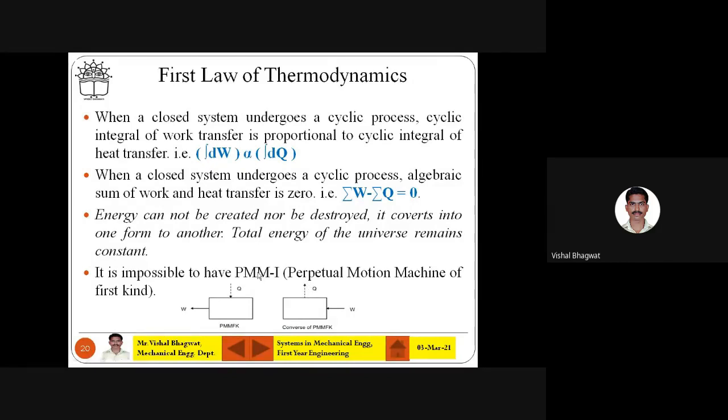But what is PMM? PMM is a machine which will not follow this rule. That means this is the figure of PMM. In case you have this machine and you do not receive any Q, that's why I have shown it dotted. You can mention here Q is equal to 0. So you will not have any heat input Q, but still you are producing some output W. Then it is a representation of PMM1. And what is the first law of thermodynamics? You will have Q in and W out. This is also a representation of the converse of PMM1.